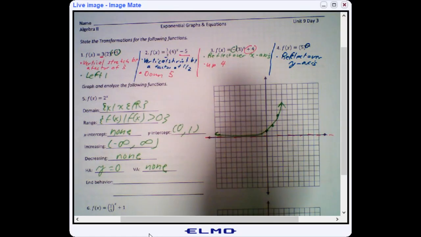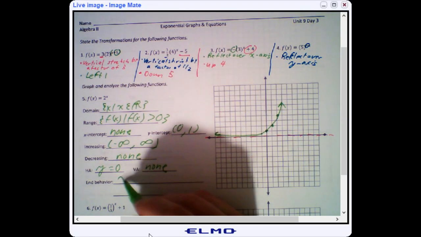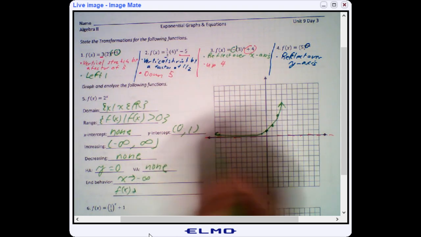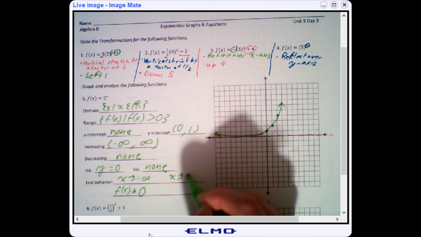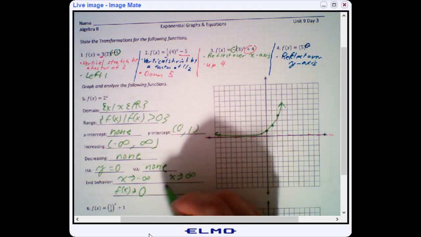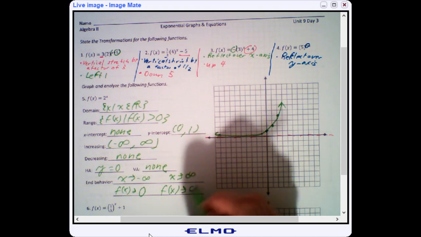For my end behavior, on the left side, x approaches negative infinity. F of x is becoming more and more gradual, and it can't go past 0, so it's approaching 0. On the right arrow, x approaches positive infinity. I'm going up forever, so f of x approaches positive infinity as well.